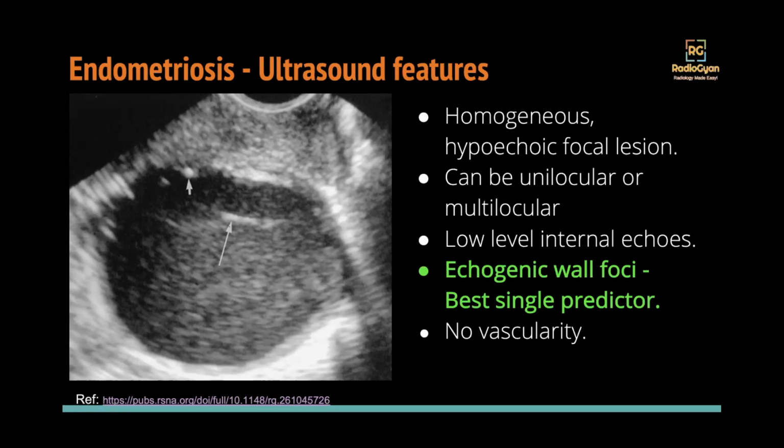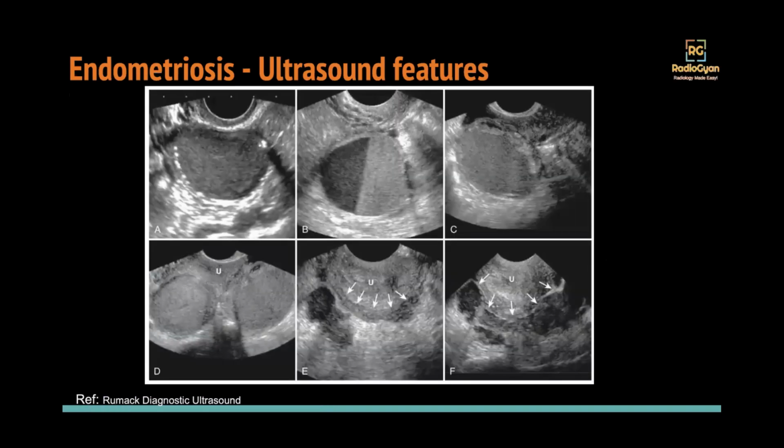endometriosis. So make sure that when you're doing ultrasound and you see an ovarian cyst, you look for these echogenic wall foci. They are the single best predictor for endometriosis. No vascularity in the lesions or the septations. That is another important point. This is a textbook picture. This is from RUMAC. You see these multiple appearances of endometriomas.